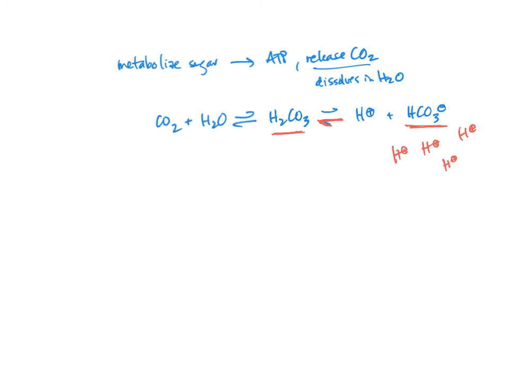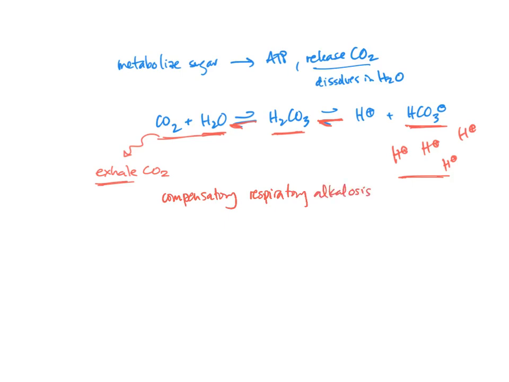Le Chatelier's principle tells us then that we're going to push this arrow in that direction. So we're going to be producing more CO2, which we can just exhale, and produce water. So too much acid in the blood can actually essentially be exhaled as CO2. And of course, there's water. This is actually called compensatory respiratory alkalosis. That is compensating for acid in the blood through breathing, making your blood more alkaline or more basic.